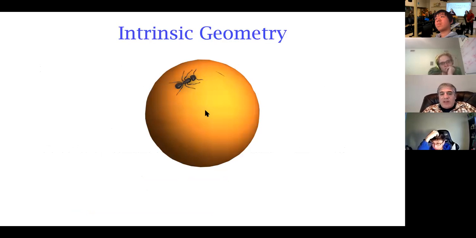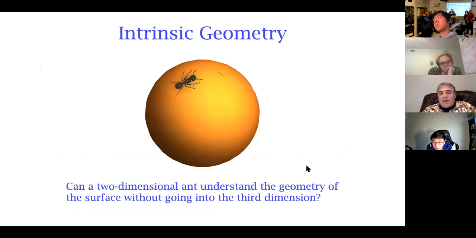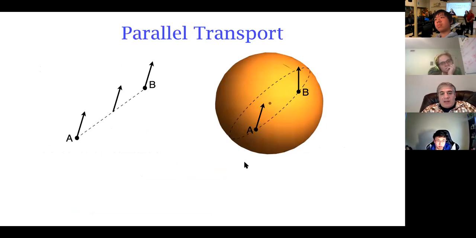So we're going to talk about what's called intrinsic geometry. So let's assume that there is an ant which is crawling on the surface of a sphere, and the question is, can the ant, without going into the third dimension, find out that his space is curved? Okay, that there is a curvature of that sphere, that it's not flat.